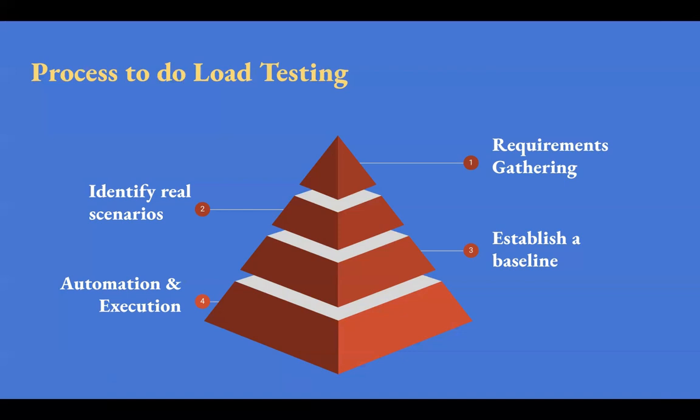Next is automation and execution. Choose any automation tool and automate those identified test case scenarios. Integrate those test cases with CI/CD tools to execute regularly without any manual intervention. For regular checks, you can perform small tests when a developer merges any code, just to verify that it does not impact the overall performance of the application.